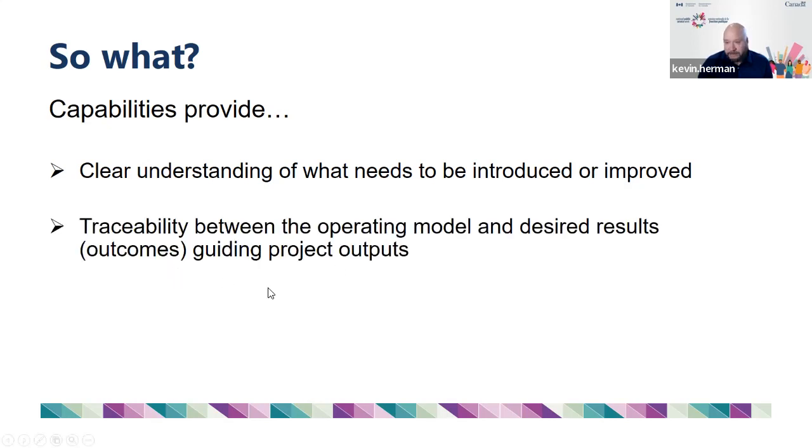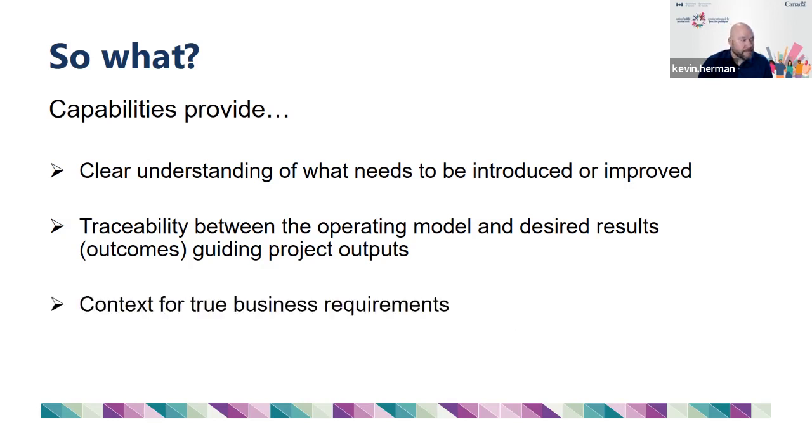Then it's about traceability between the operating model, so our current operating model or our target operating model, and the desired results or outcomes. And that's also going to guide the project output. So what does the project deliver is going to be in line with what we want to achieve and the capabilities that we want to build. And we also know what areas of the operating model are going to be impacted as a result of that. And then it provides good context for true business requirements.